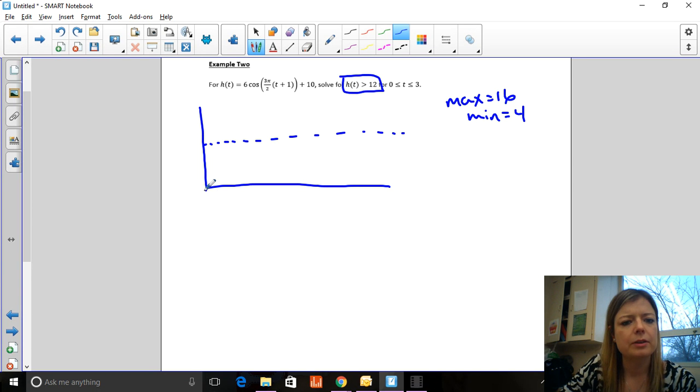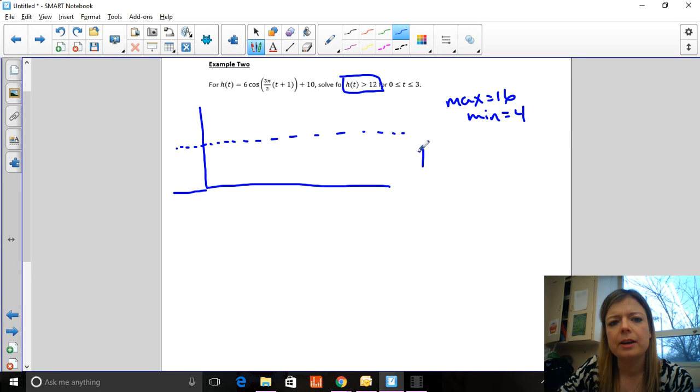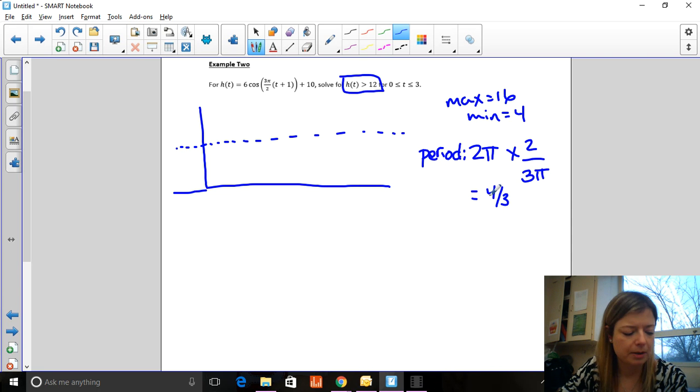Okay, I also want to show back minus 1 because notice this is going left 1, so I'm going to extend it back to negative 1. And I only care between 0 and 3. My period is 2 pi divided by k, which is the same as 2 pi times 2 over 3 pi. So I get that it's just equal to 4/3. Okay, so my period is 4/3, which is 1 1/3.